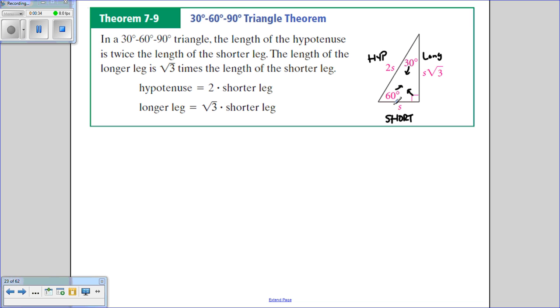Everything is related to the short side, the short leg. Okay? The hypotenuse is 2 times the short leg. The long leg is the short leg times radical 3. So let's try a couple of examples.